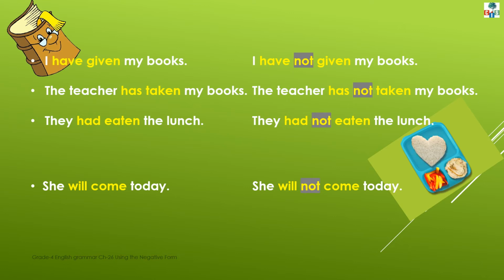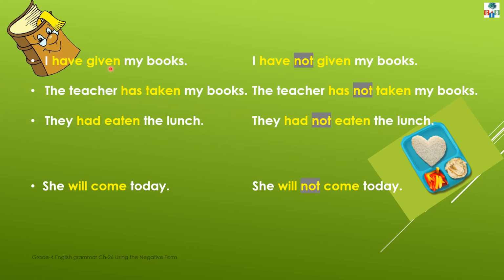Keep this in your mind also, children, that whenever have, has or had is used in a sentence, with that we will use the past participle form of the verb, which means the V3 form of the verb. For example, I have given my books. Here the helping verb is have, and with it we have used given, which is the past participle form of the verb give. Give, gave, given.